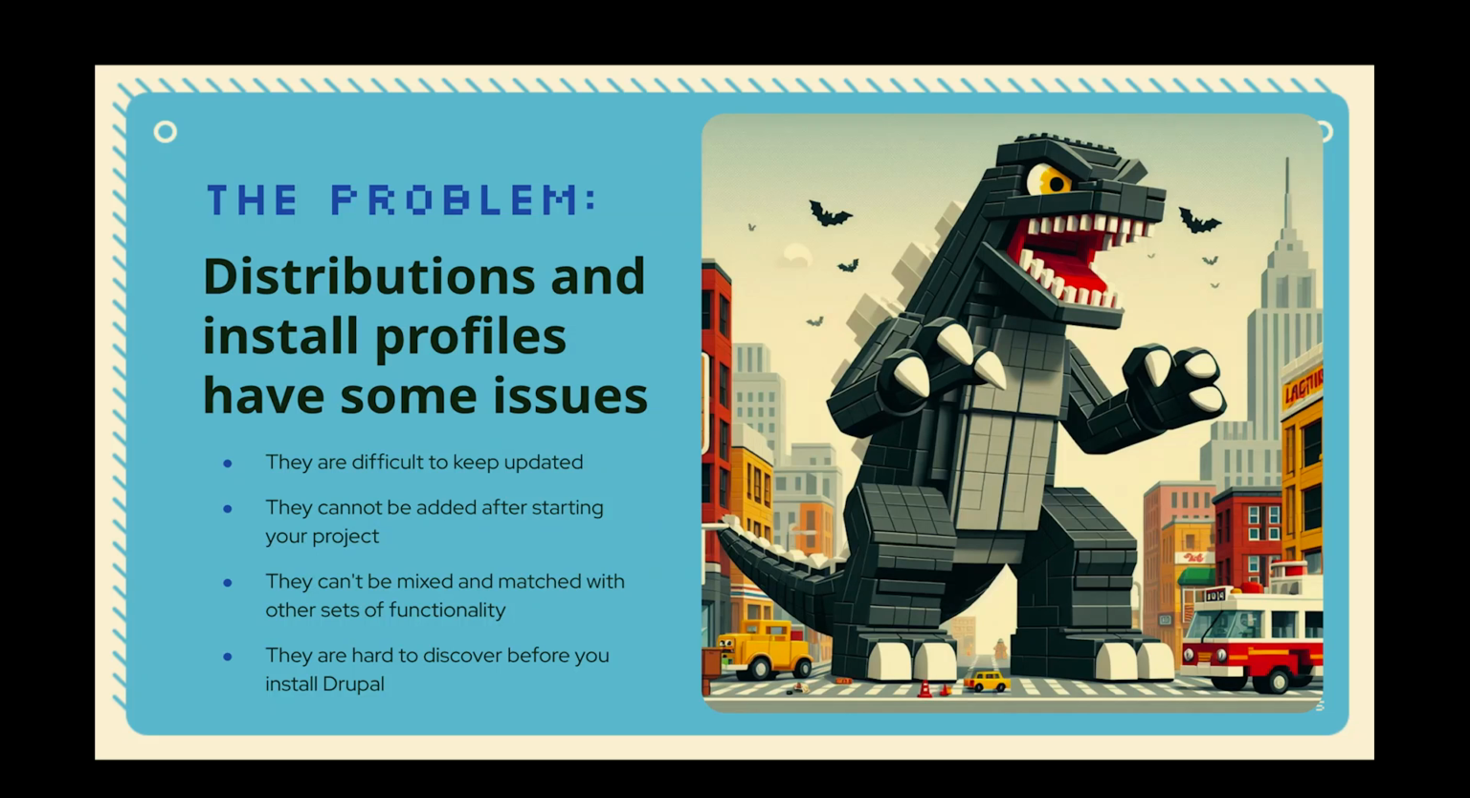But then the downstream site owners have some challenges, because if the distribution isn't well maintained, that can give them problems in terms of things like not being able to apply important security updates. There are also challenges because you have to start with something like a distribution or an install profile. You can't add it to your site later on after you've already started on it. You can't take pieces of it. So you couldn't say, I want to take some of the commerce functionality in Commerce Kickstart and then merge it with some pieces of the Red Hand Razor fundraising distribution. You have to pick one or the other and stay with that.